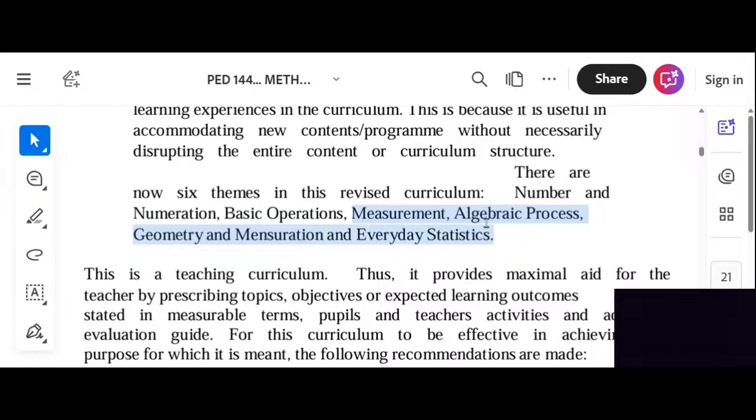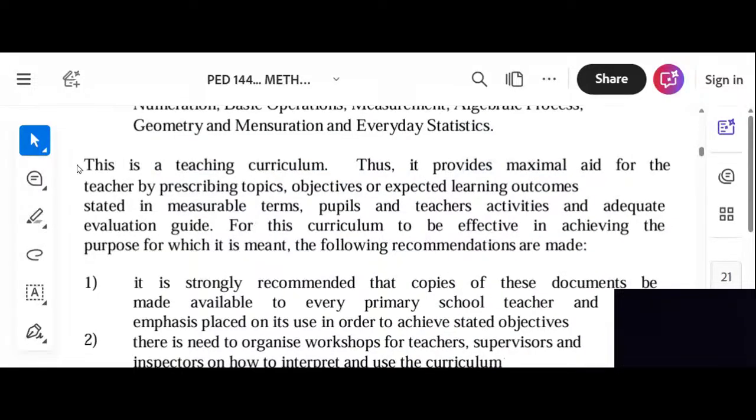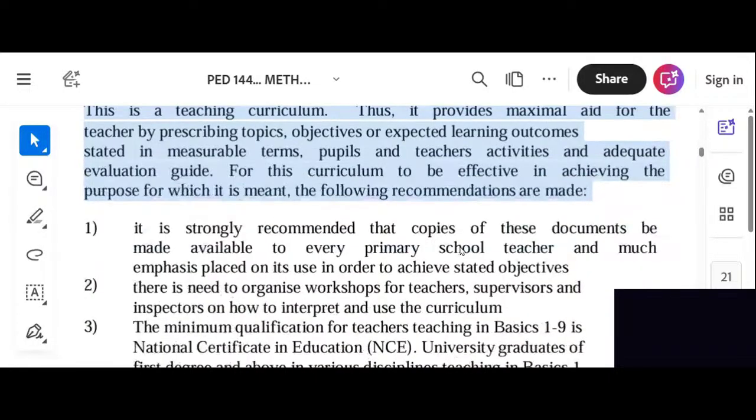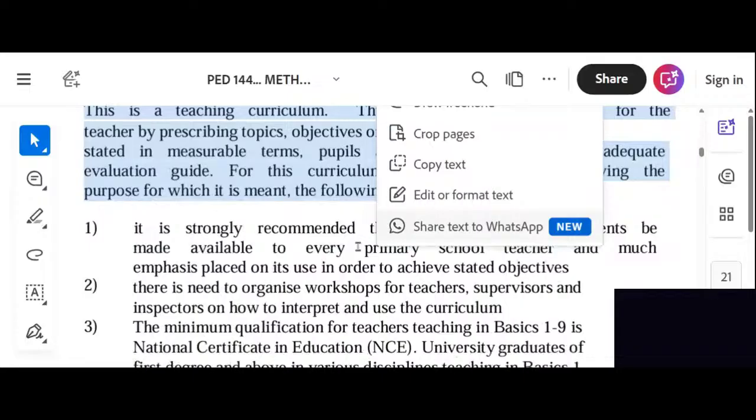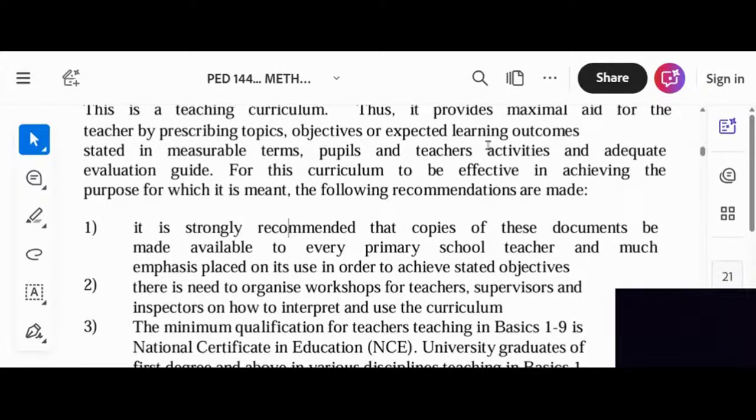If you check most of the primary school mathematics textbooks, you find out that each of these themes they mention appears as a topic in it. Now, this is a teaching curriculum. Thus, it provides maximum aid for the teacher, expected learning outcomes stated in measurable terms, pupils and teachers activities and adequate evaluation guide.